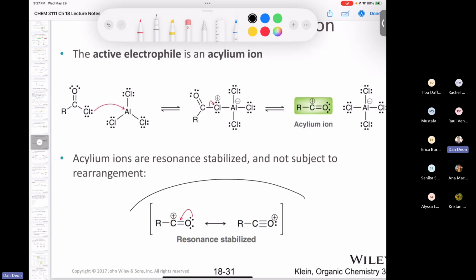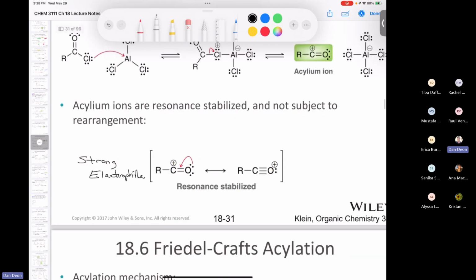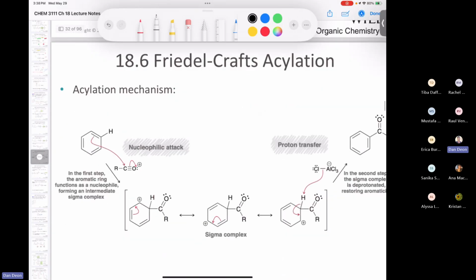Okay, so here are the two resonance forms that I drew on the previous slide. But the bottom line is that this is a very strong, powerful electrophile, right? It's got a positive charge and it is ready to react. So if you put it in the presence of an aromatic ring, the aromatic ring is going to attack that electrophile. So here it is, the same old EAS mechanism, the same old electrophilic aromatic substitution mechanism.